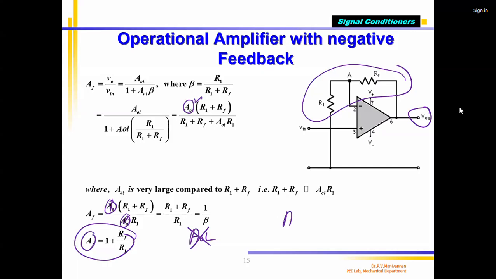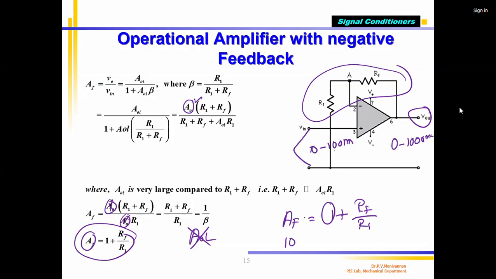That means AF equal to 1 plus RF divided by R1. Correct? For example, I want AF equal to 10. Please note, forget about AOL now. Now you are going by the feedback gain. I want to amplify the V in, which for example is given as 0 to 100 millivolts. I want to amplify it to 0 to 1 volt, that is 1000 millivolts. What do I want? I want this gain equal to 10 times.